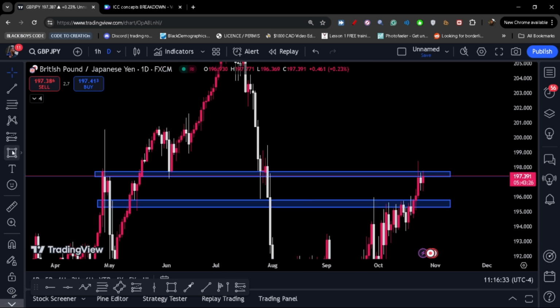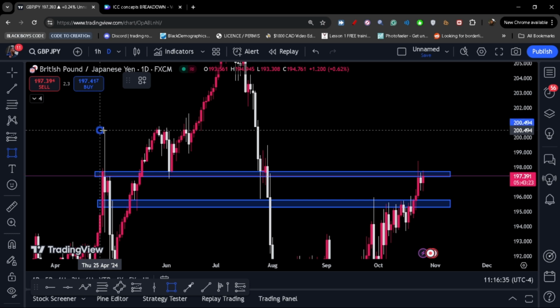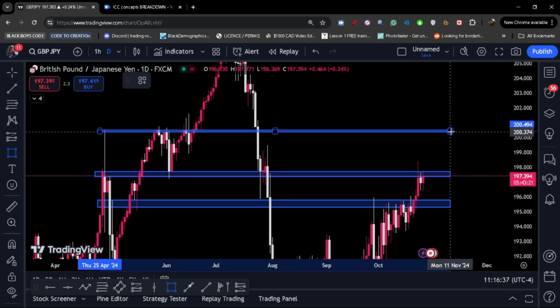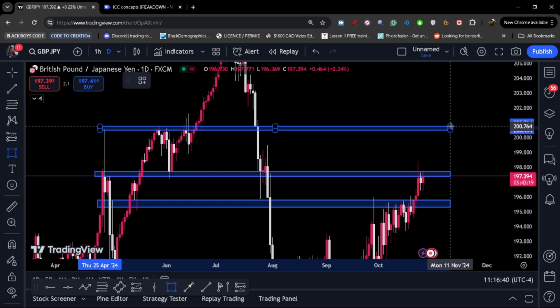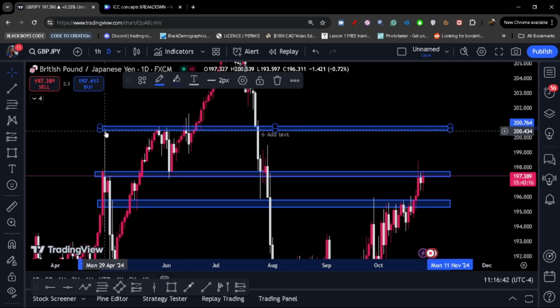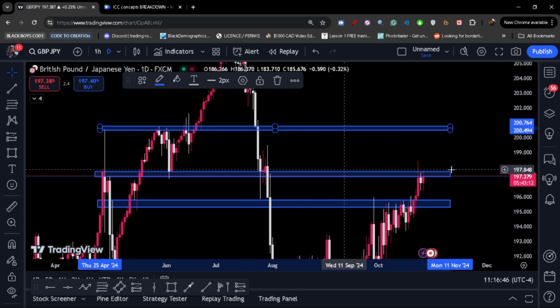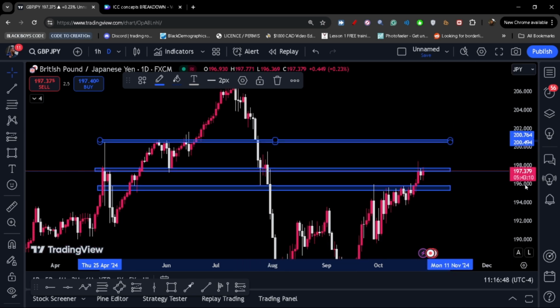And then I can also mark this area of interest right here, boom. Notice that price retested this wick here, boom, boom, boom, closed right there, and then it sold. So this is the first step.